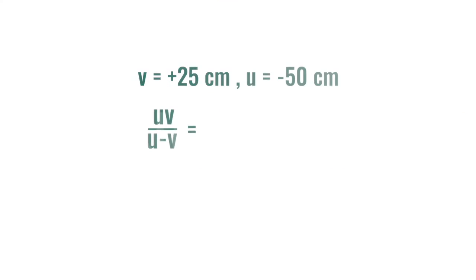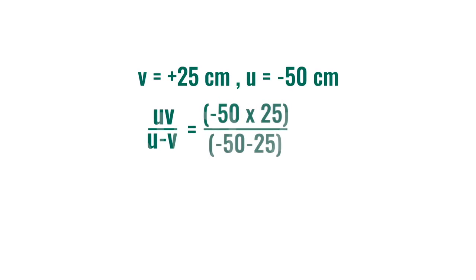So, v is equal to positive 25 centimeters and u is equal to negative 50 centimeters. So, uv divided by u minus v is equal to negative 50 into 25 divided by negative 50 minus negative 25, which is equal to 20 centimeters again. We got the same value as in the first case.